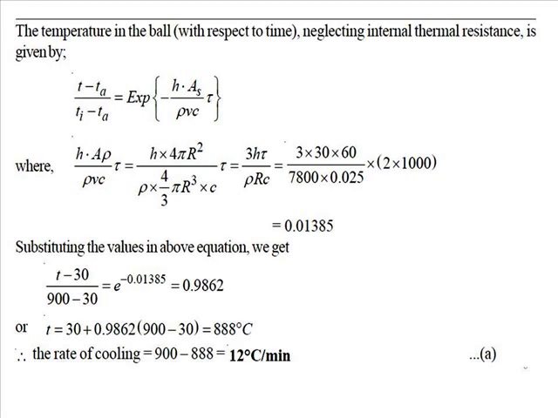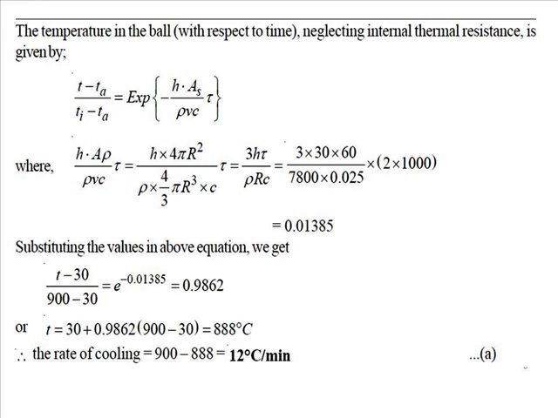So friend, you can see the temperature variation in the ball with reference to time: (T minus Ta) divided by (Ti minus Ta) equals e raised to minus hA divided by rho Vc into tau. First of all, we have to find the value of hA upon rho Vc into tau. Here h into A, that is surface area, gives 3 h tau divided by rho into r. The surface area is 4 pi r square, the volume is 4 by 3 pi r cube, so we get 3 h into tau divided by rho r c. That value is 0.01385.